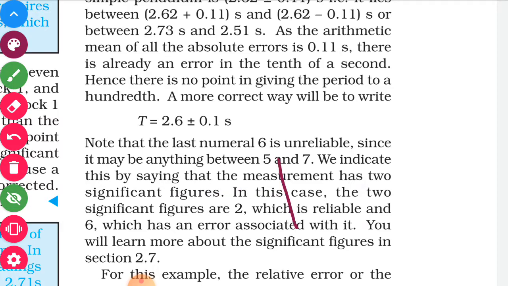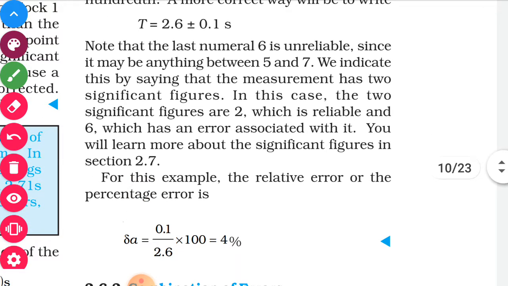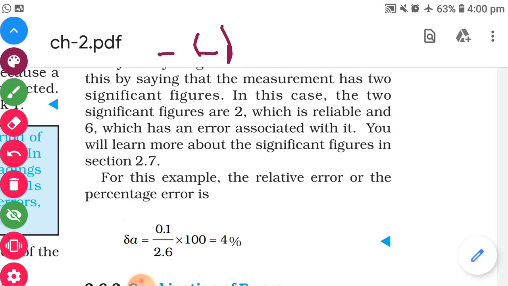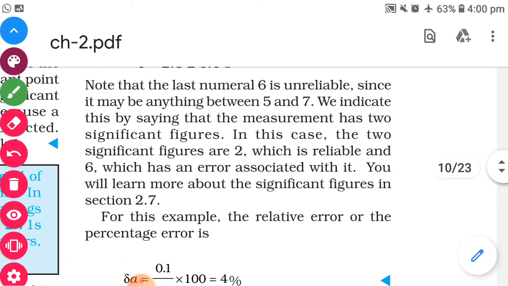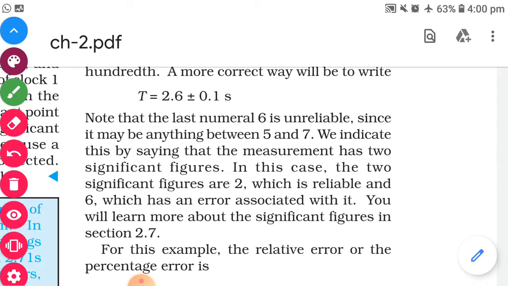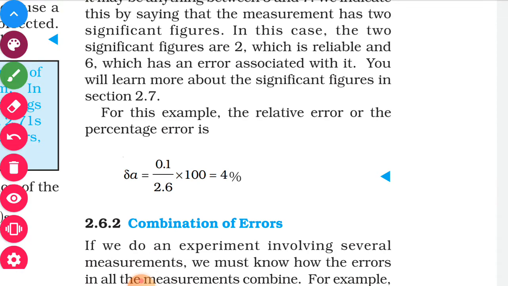So it is a correct way of writing, we have just rounded it off. Okay, now we are finding the relative error. Relative error is nothing but mean absolute error divided by the mean value. So 0.1 divided by 2.6, multiplied by 100, will give you 4% percentage error. So this way it is very easy to calculate. With the help of a calculator you can do this sum.